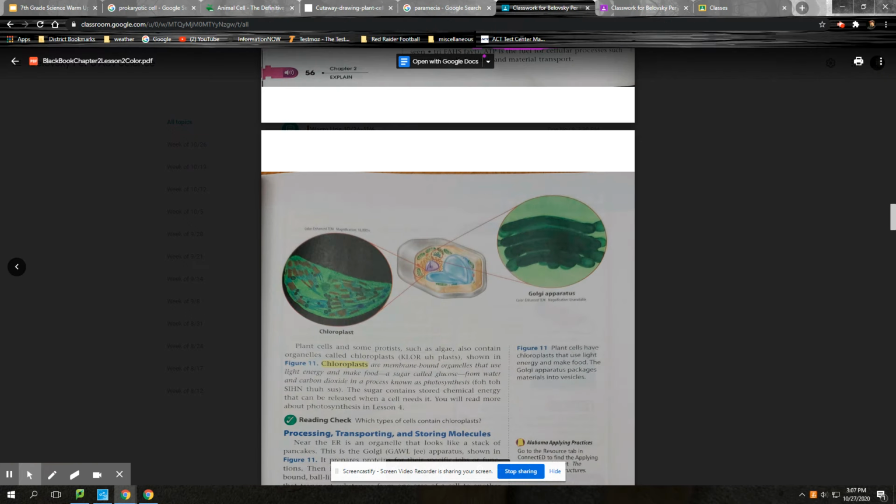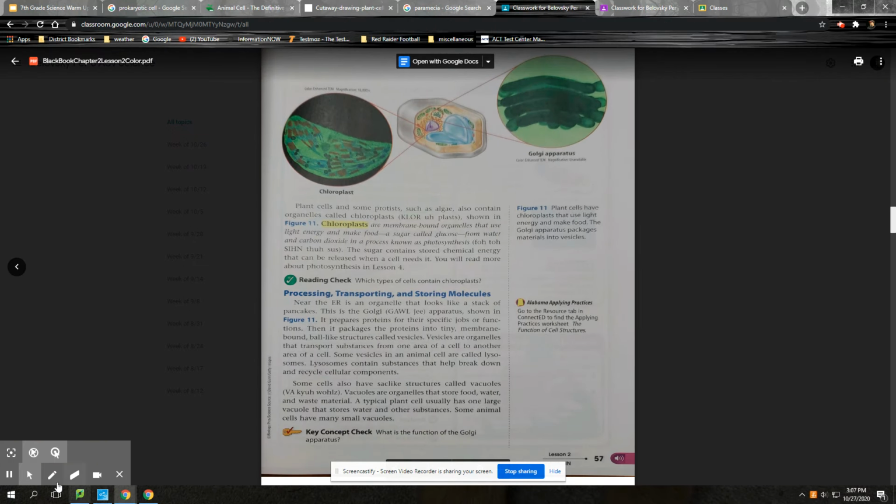So, all right. What is the definition for chloroplast? Chloroplasts are membrane-bound organelles that use light energy and make food, a sugar called glucose, from water and carbon dioxide in a process known as photosynthesis. All right, hit pause and type that in.